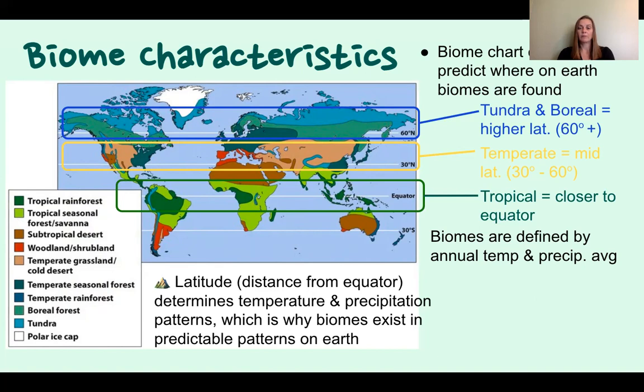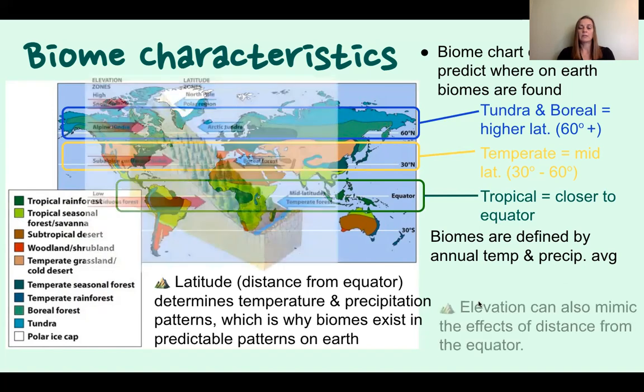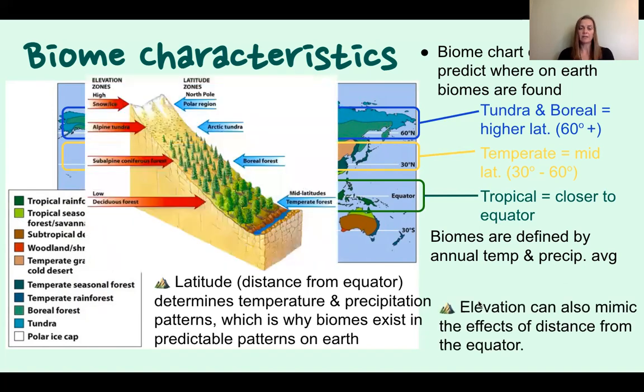Now, there is one more factor that can influence the biomes beyond latitude, and that is elevation. And so you'll see that elevation kind of mimics the effects of distance from the equator. So if you are in a mountainous region, the higher it goes, the lower the rainfall and the colder the temperature. And so we can talk about the mimic effect of latitude and elevation.